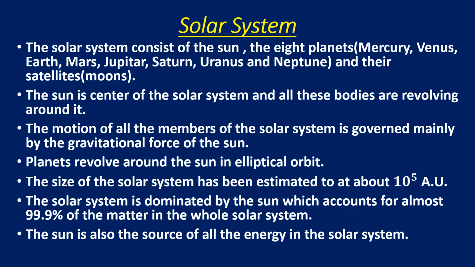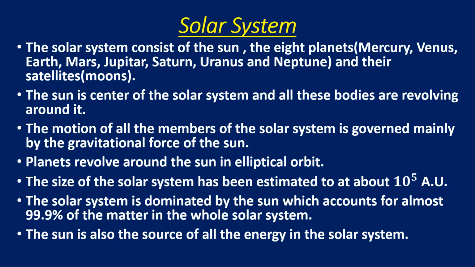The solar system consists of the Sun, the 8 planets Mercury, Venus, Earth, Mars, Jupiter, Saturn, Uranus and Neptune in order of distance from the Sun, and their satellites and moons. The Sun is the center of the solar system and all those bodies revolve around it. The motion of all the members of the solar system is governed mainly by the gravitational force of the Sun. Planets revolve around the Sun in elliptical orbits.